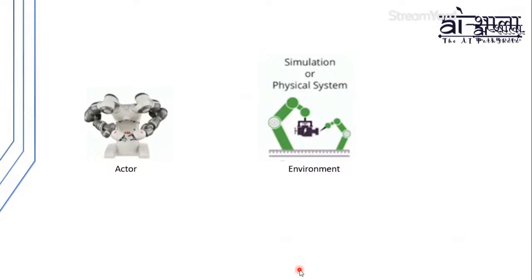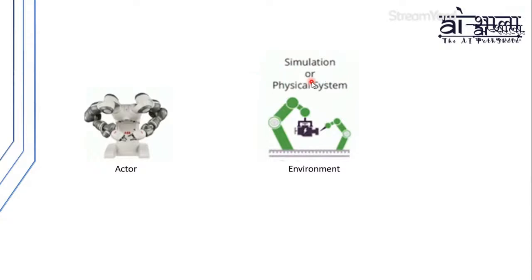Okay, now I will give you an example of how this reinforcement learning comes up. Let's say we have an actor, which is a robotic arm based system. It has two arms, and the main task is, let's say, some assembly.